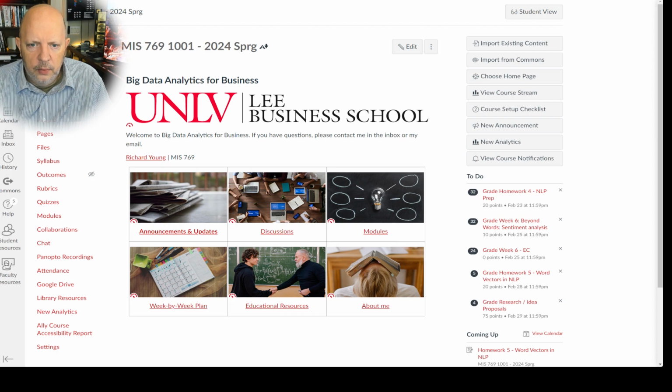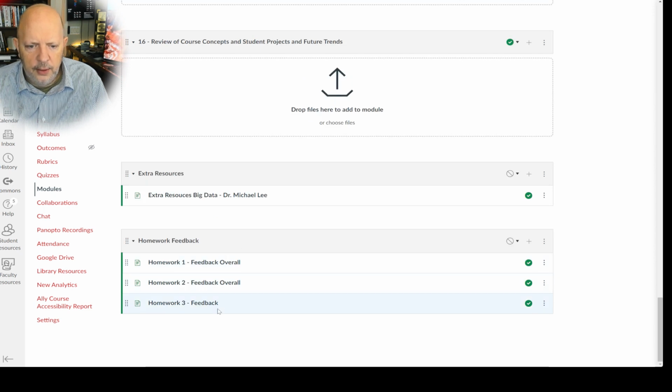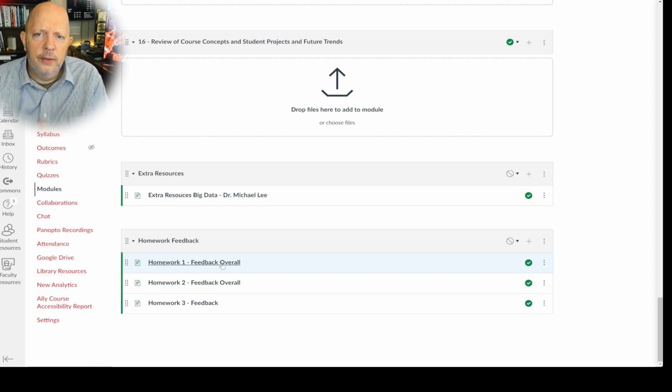So if you log into Web Campus, just click Modules. Down here at the very bottom, there's just general homework feedback. Instead of doing a lot of individual feedbacks, I just aggregate all the feedback together and provide you one lump sum feedback. So most of the time you guys are doing good on the homework. I don't see any real major problems.